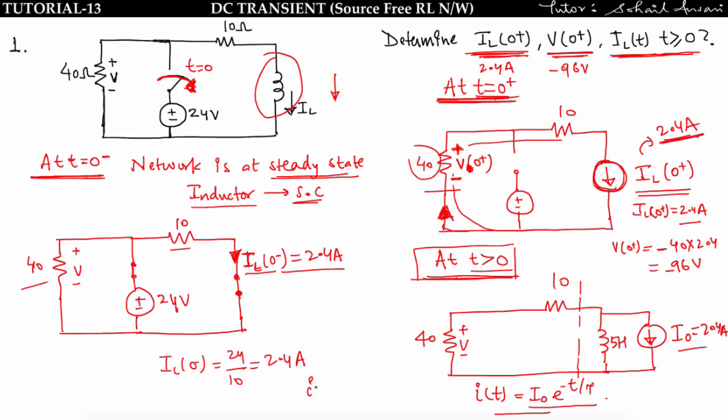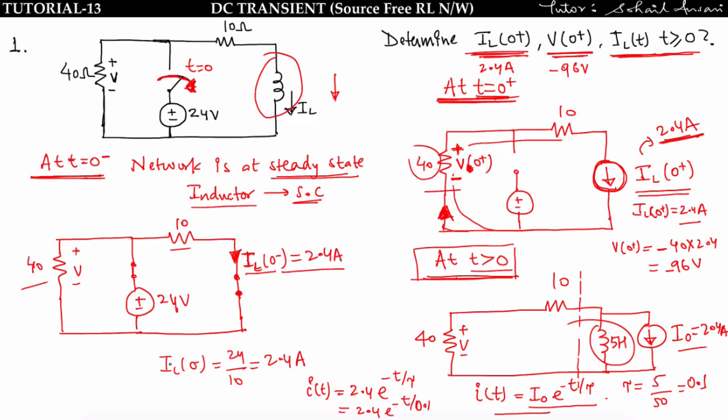So IL of t is equal to I naught e to the power minus t upon tau, that is equal to 2.4 e to the power minus t upon tau, where tau is the time constant, and tau can be given by L equivalent by R equivalent. We will find the point at which inductor and resistor are separable. So this is the point at which inductor and resistor are separable. So L equivalent will be 5 Henry and R equivalent will be 50. So I will get time constant equal to 0.1. So finally IL of t is equal to 2.4 e to the power minus t upon 0.1.